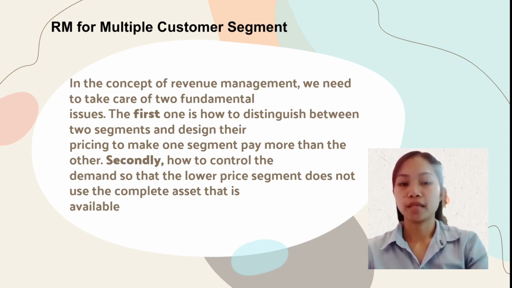We have two fundamental issues. The first one is how to distinguish between two segments and design their pricing to make one segment pay more than the other. Second, how to control the demand so that the lower price segment does not use the complete asset that is available.